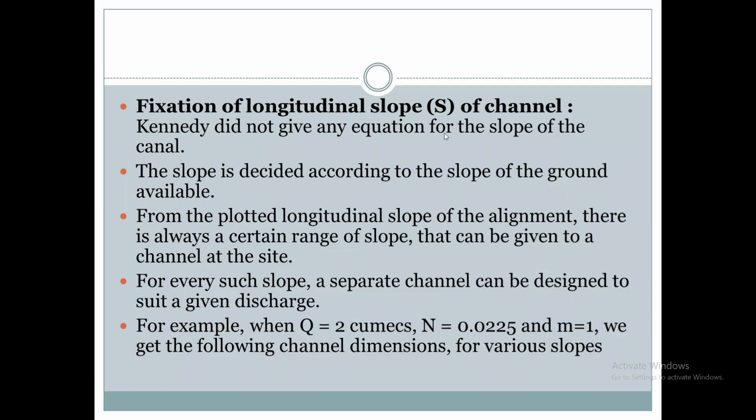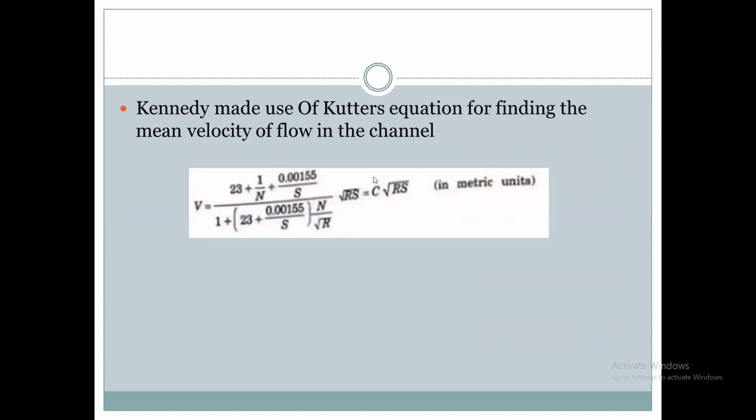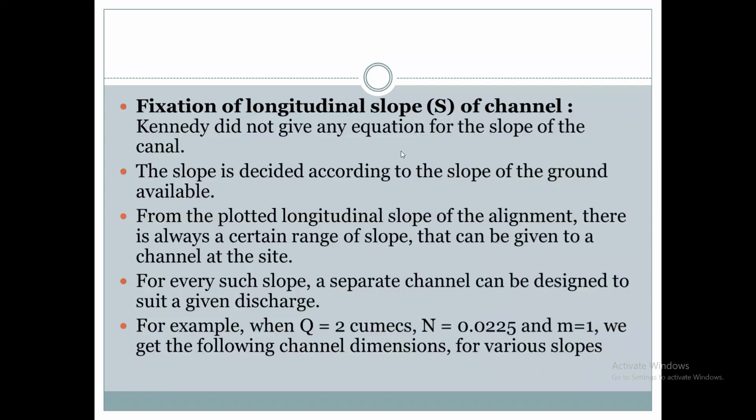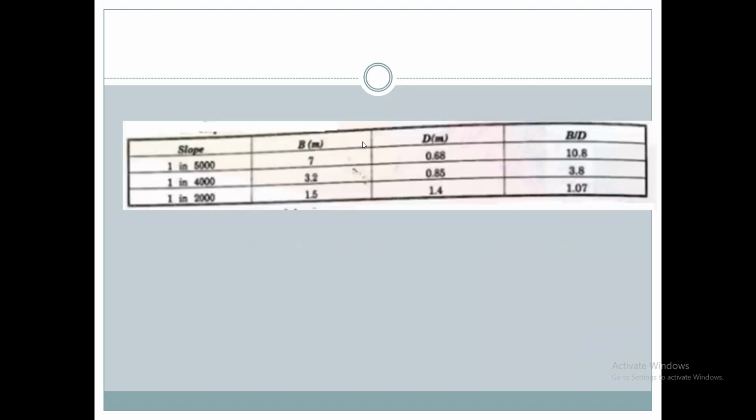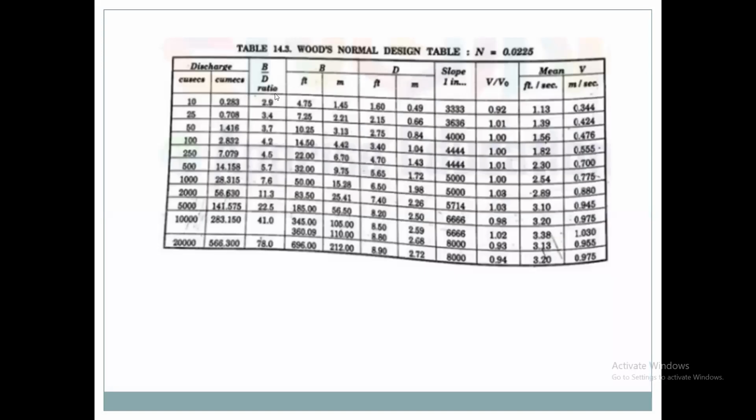Then Kennedy has fixed the longitudinal slope of the channel for the given discharge. The various values of longitudinal slope, which is given by this Kennedy, are calculated from different values of B by D ratios. The slope of the channel is decided. Then he has given the B by D ratios, the fixation of the B by D ratios for different values of discharge.